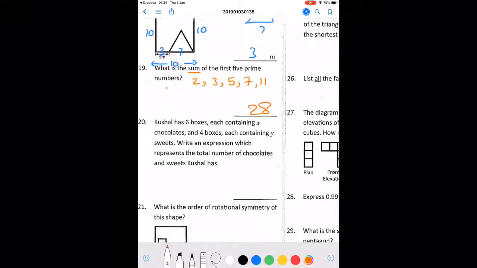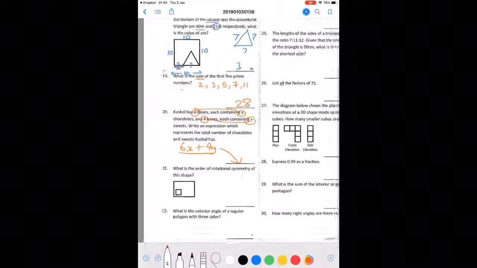Question number 20. Kushul has 6 boxes each containing X chocolates and 4 boxes each containing Y sweets. Write an expression which represents the total number of chocolates. So 6 lots of that gives you 6X. And we have 4 lots of this, that gives you 4Y. And that's the answer. And that's done. Okay, let's move on to this one.